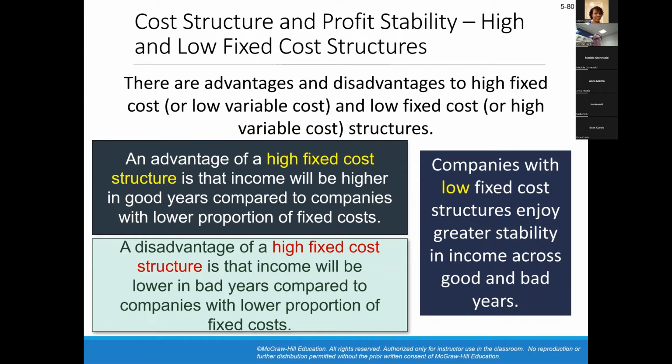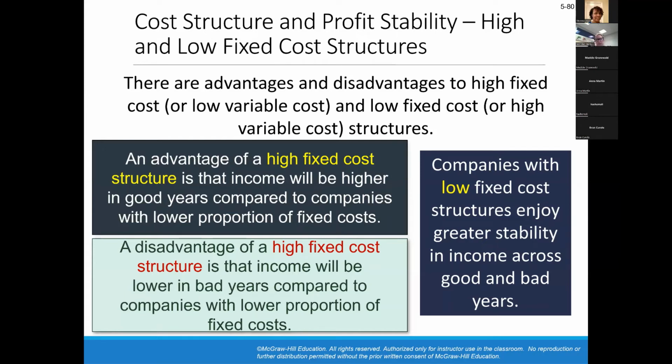So if we have high fixed costs, it's saying that the income will be higher in good years compared to companies with a lower proportion of fixed costs. If we have high fixed costs, income will be higher in the good years, because the fixed cost isn't going to increase. Remember, it stays the same. So if we have higher sales, then we have more units sold, and we're not increasing any fixed costs. So that could be good.